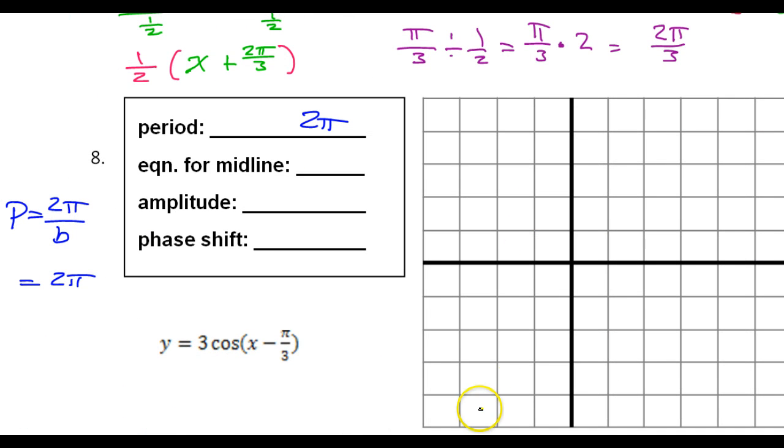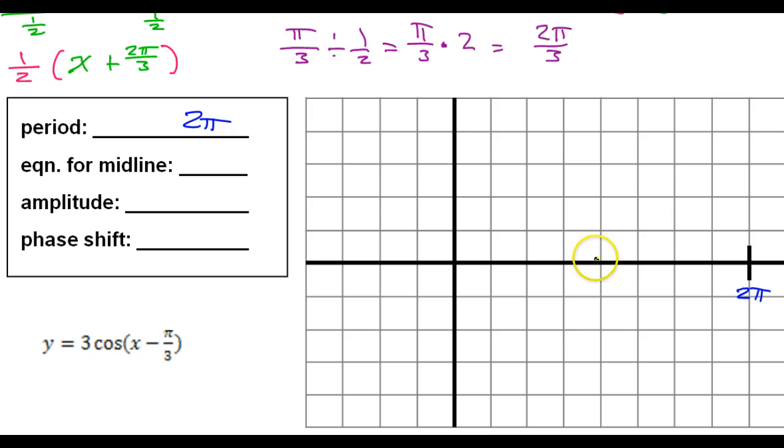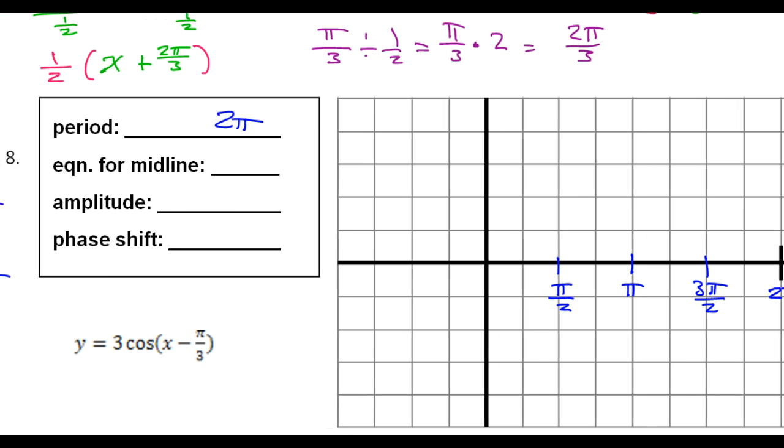Okay, anyway, the period is 2 pi. That means here in the middle I will have pi. Right here I'll have pi over 2. And right here I'll have 3 pi over 2. This third position is always 3 times the first position. So there you go.